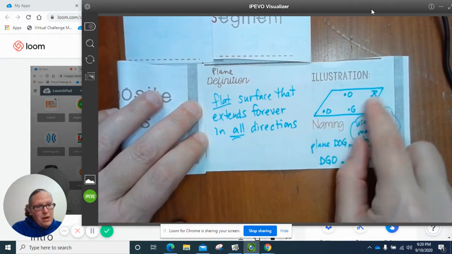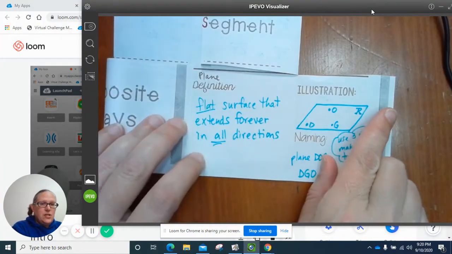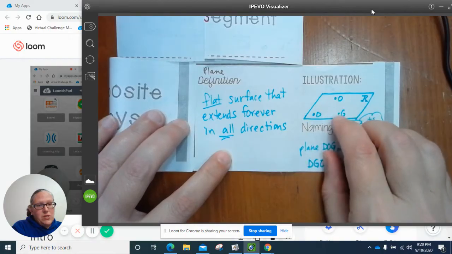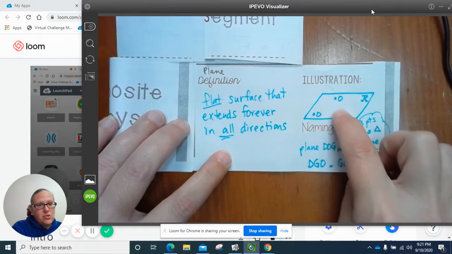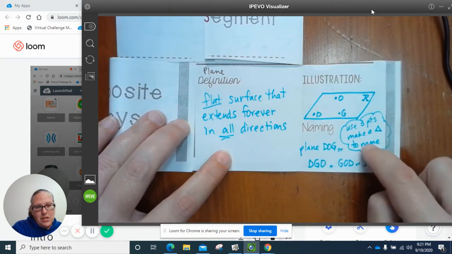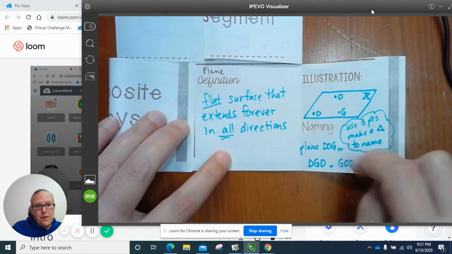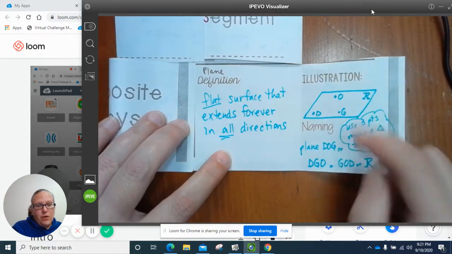So we use this parallelogram, not a rectangle, a parallelogram that's kind of tipped off to the side to represent our plane. Okay, and what we need to see on our plane is we're going to usually see 3 points. And do you see how these 3 points make this triangular shape, the way they're written out? Okay, that's the 3 points that I want to use. Any 3 points that make a triangle, I can use those to name the plane in any order. So this could be plane DOG, could be plane DGO, GOD, any order of those 3.